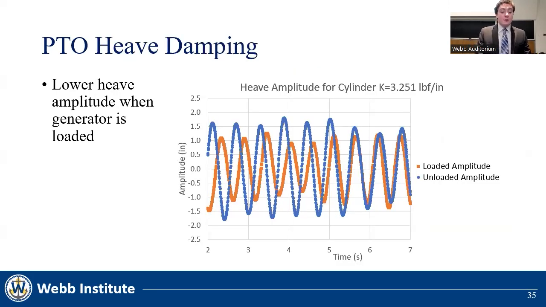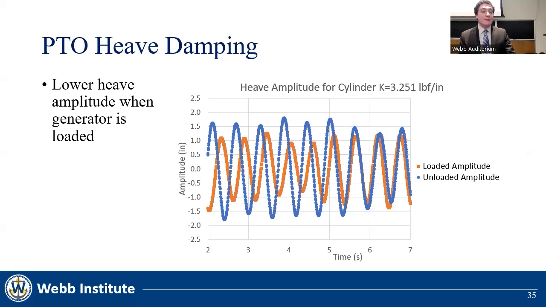The graph above shows the amplitude on the y-axis in inches and the x-axis is time in seconds. The blue circular data set shows the unloaded amplitude, that is, the amplitude of oscillations when the generator does not have a resistive load connected, and the orange or square data set shows the loaded amplitude when a resistive load is connected to the generator.